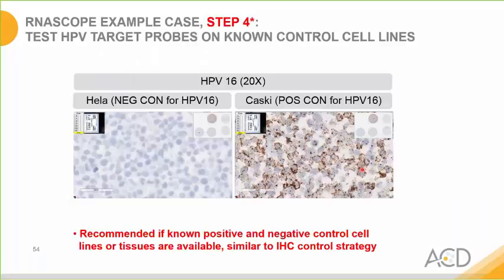The fourth optional step can also be performed and is recommended if known positive and negative control cell lines or tissues are available, similar to the use of positive control tissues for immunohistochemistry. In this case, a cell line known to be positive for HPV-16 and a cell line known to be negative for HPV-16 are employed to demonstrate the specificity of HPV-16 probe staining in the target tissue. So HeLa cells are known to be negative for HPV-16, whereas Casti cells are known to be positive for HPV-16.